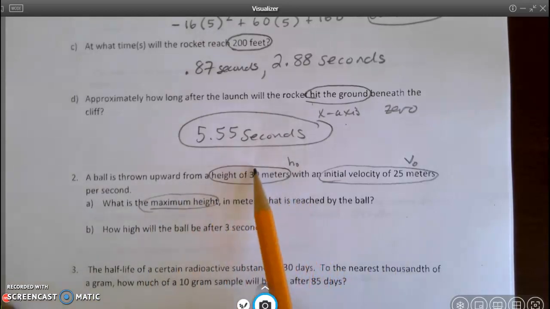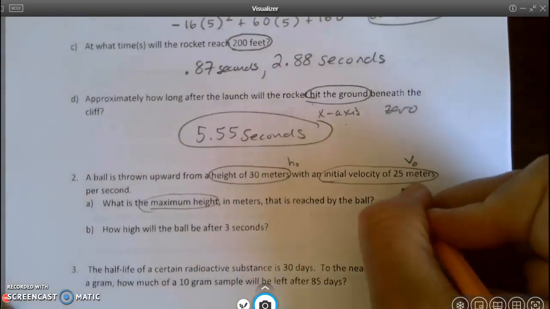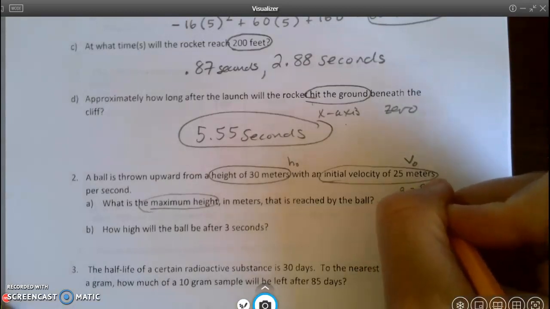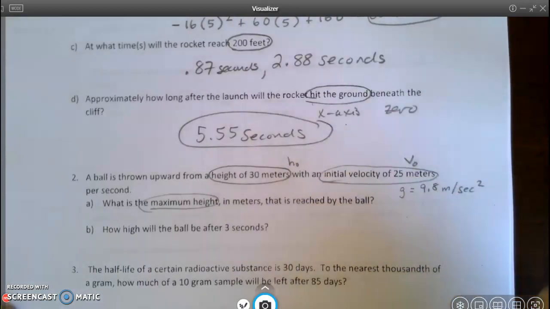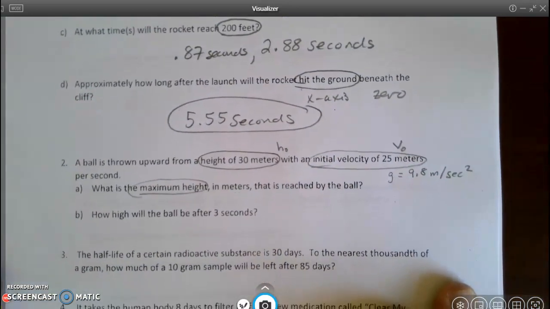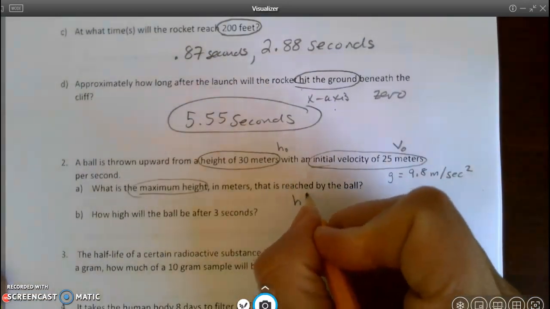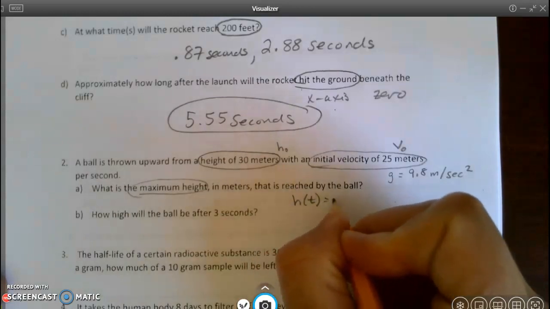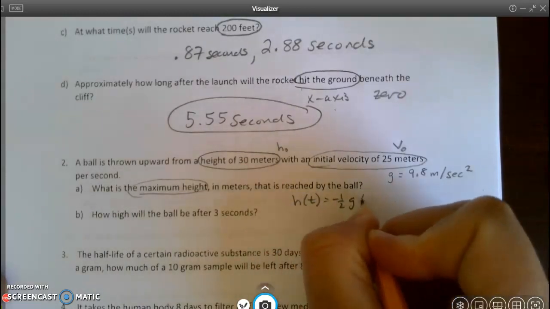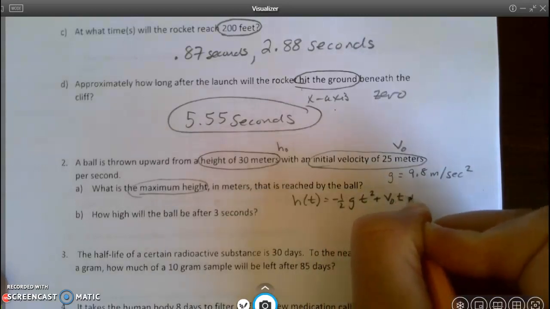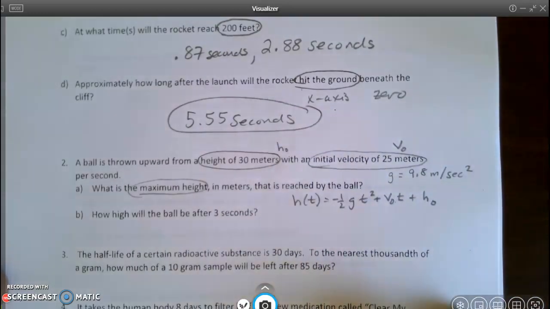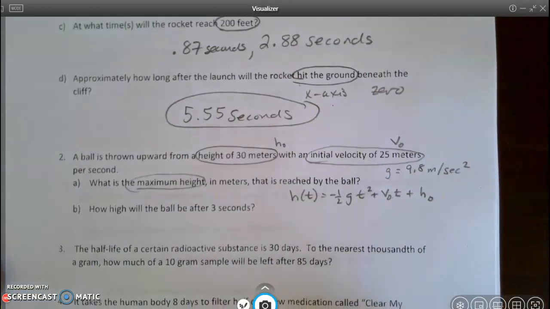So because I'm doing everything in meters, my gravity is going to be measured as 9.8 meters per second squared. And this is where I'm going to use that equation, h at t equals negative 1/2 g t squared plus the initial velocity times t plus the initial height. You will be given this equation.